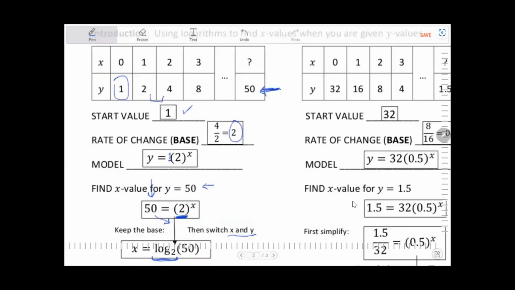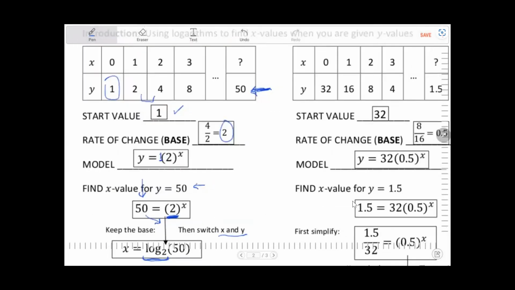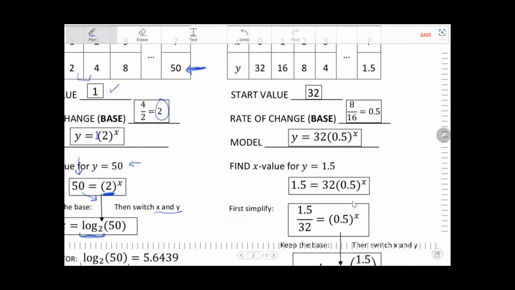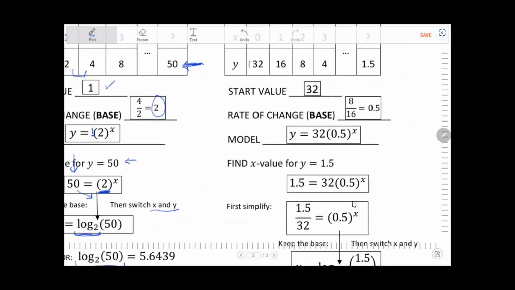All right, let's go through one that's a little bit more complicated. Here our start value was 1, so that made it pretty simple. This one's not quite as simple because our start value is going to be 32. And it's a decay, so my rate of change or base is less than 1. So here I have 32 times 0.5 to the x power, and I want to know what is x when y equals 1.5.